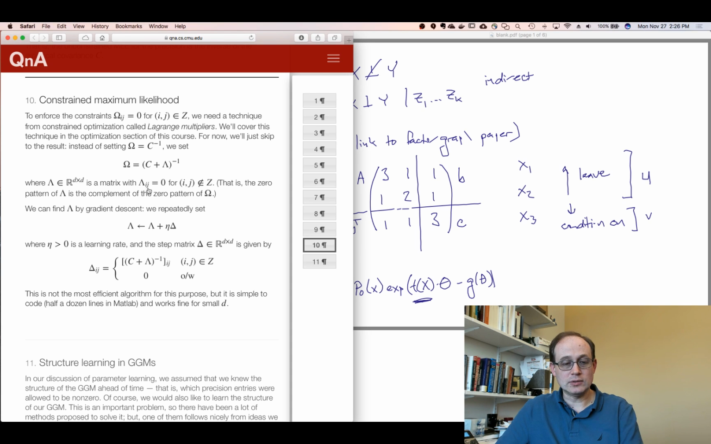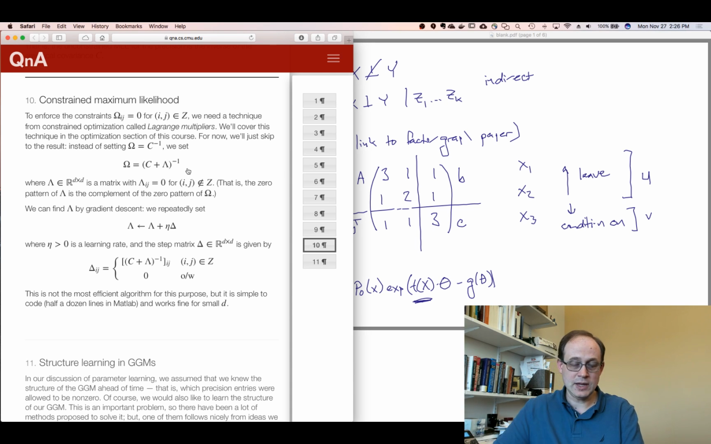where the ij component of lambda is 0 in positions where omega is allowed to be non-zero, and the ij component of lambda is non-zero in positions where omega is required to be 0. So in other words, the sparsity pattern of lambda is the complement of the sparsity pattern of omega.